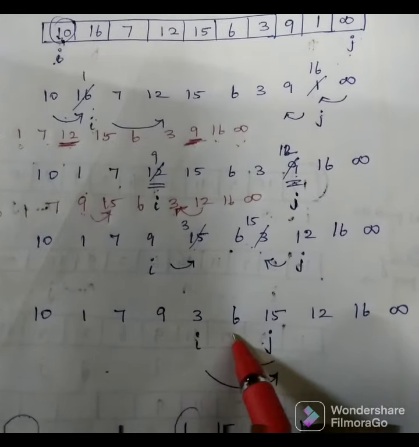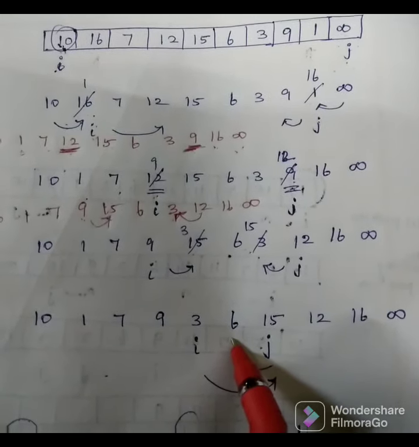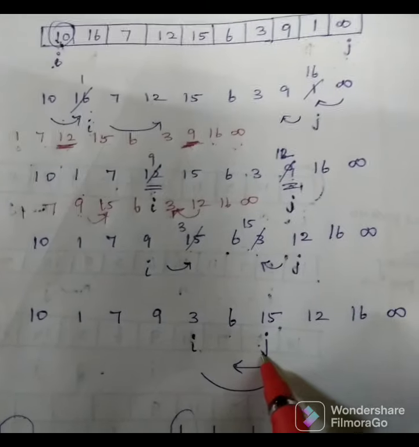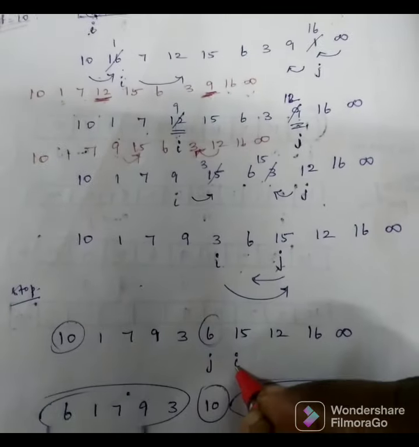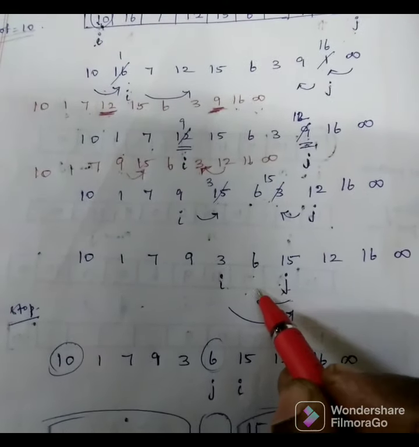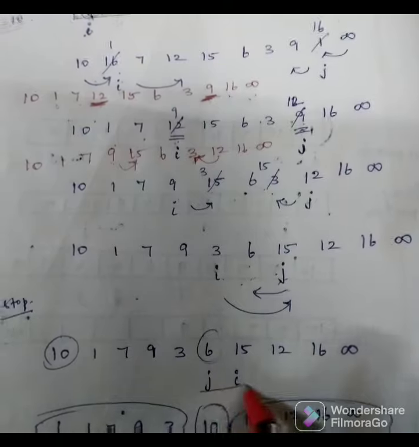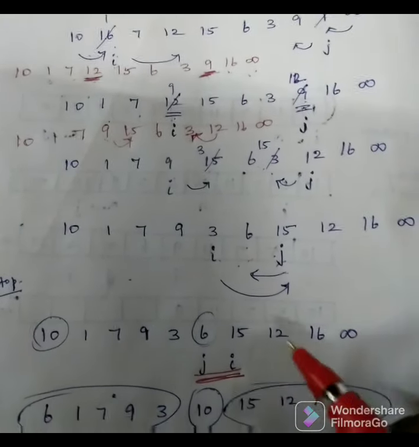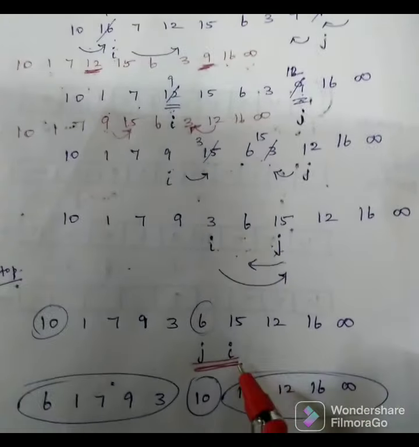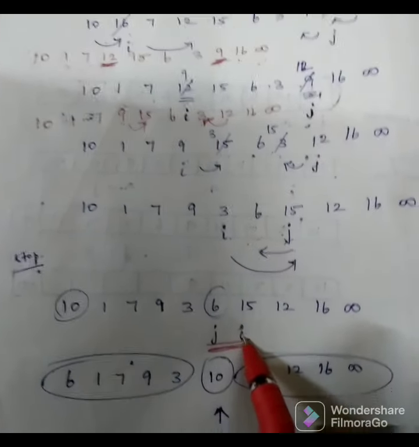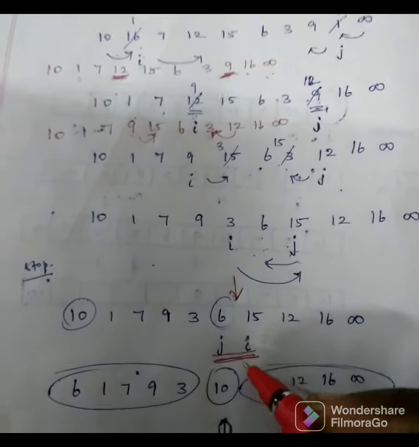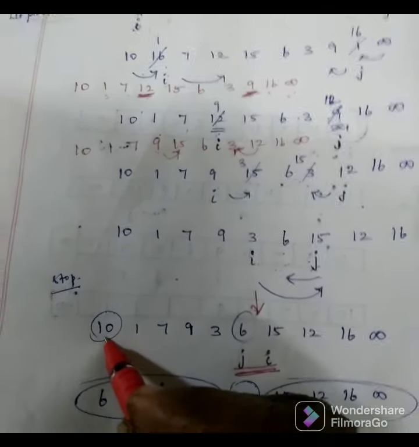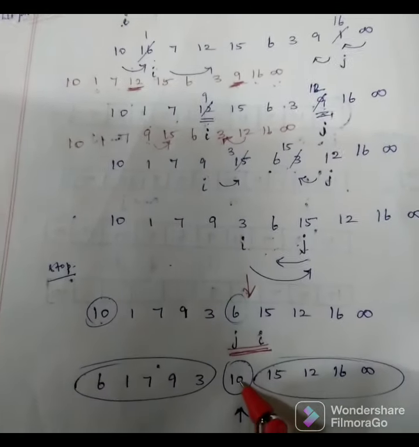i is coming here and seeing, but it is not greater than 10. So i is going here and j is decrementing here. So i's position will be at 15 and j is getting decremented to 6. So when i and j cross each other, stop there. There you have found the position for the pivot element.